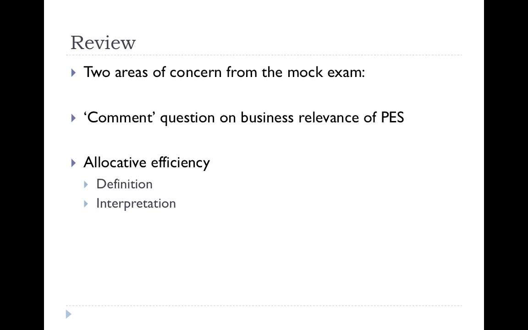First was a comment question on business relevance of price elasticity of supply. The second was allocative efficiency. What does it actually mean, and how do you interpret it? What do you do with it?